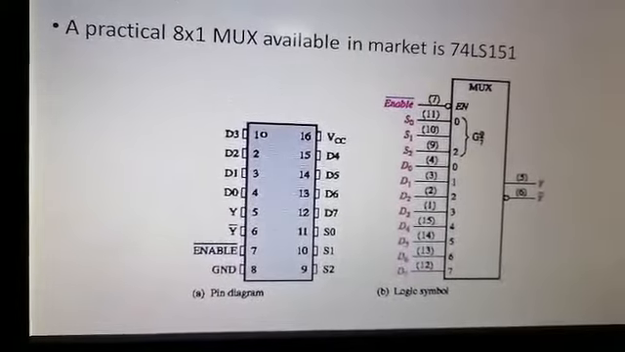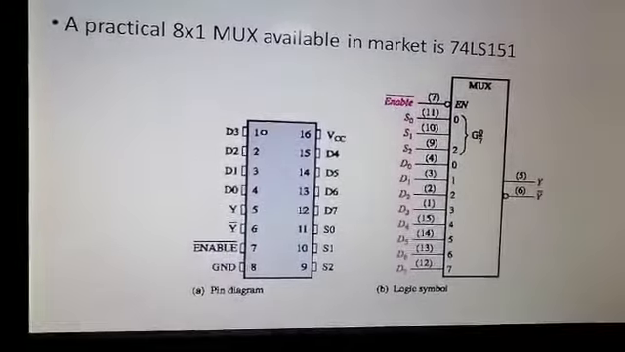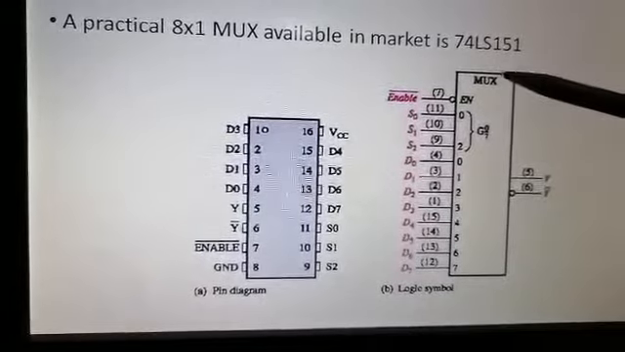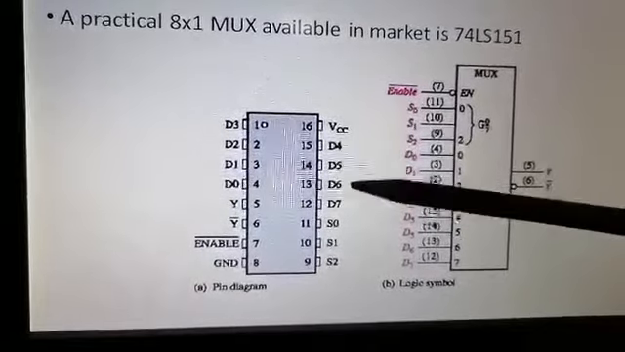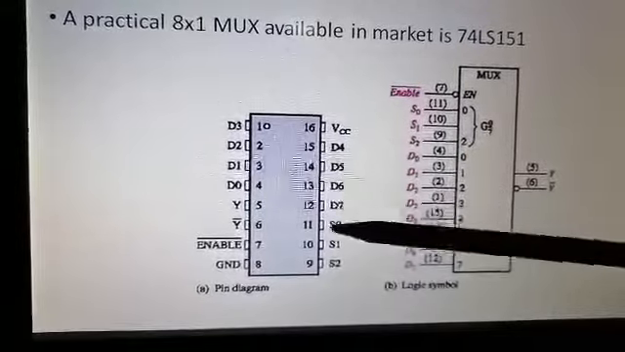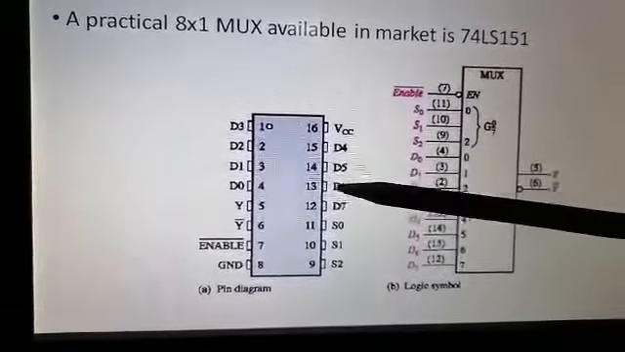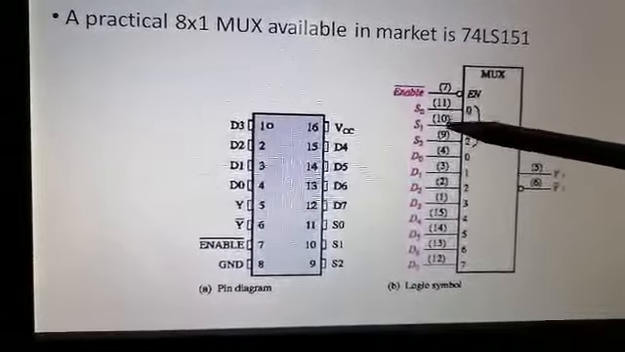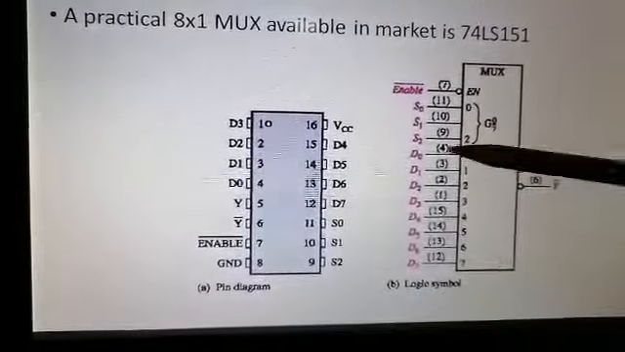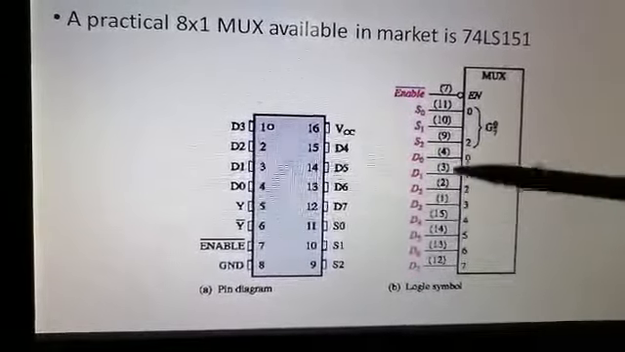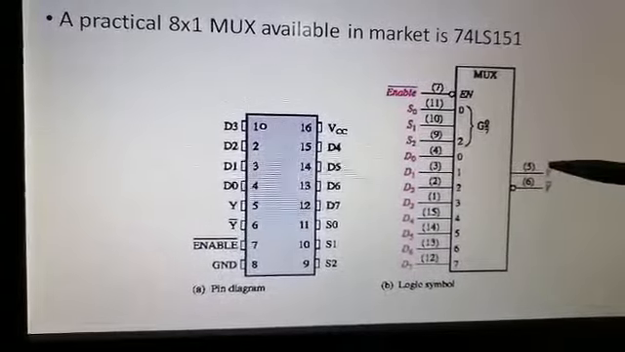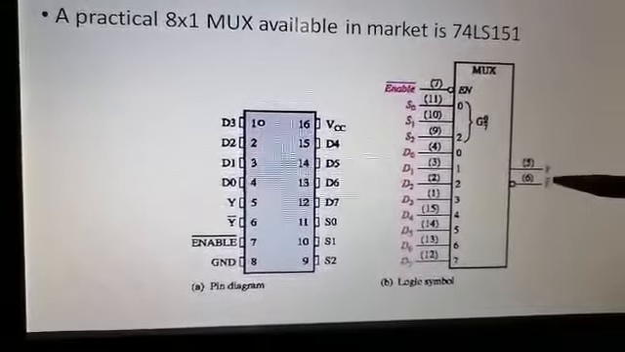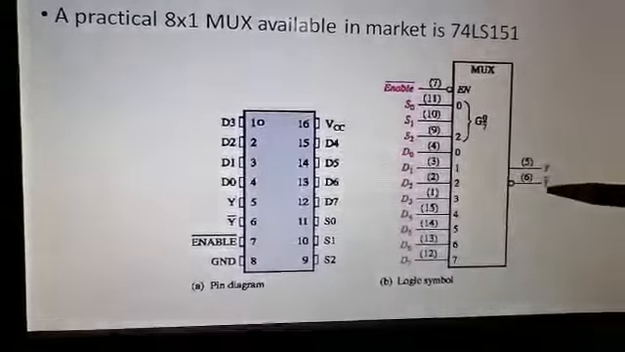This is a practical 8 times 1 multiplexer available in the market. Maybe you can find the data sheets on Google. This is a logic symbol and this is the IC. This one has 3 select inputs and 8 data inputs, so the output will be 1. And then this is the inverted output, Y bar. This is Y and this is the invert of Y.